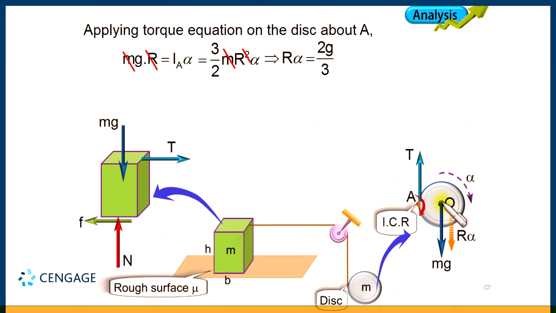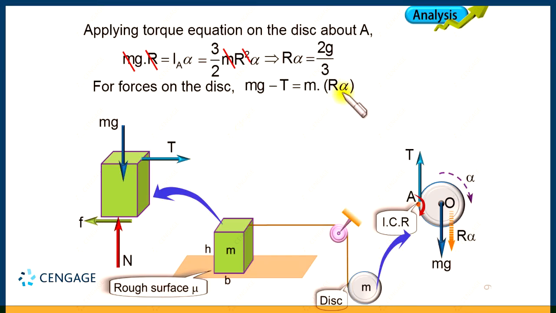Now we can apply the force equation for this disk, and this center is moving in the downward direction. That means the force equation will be mg minus T, the net force acting on the disk, equal to the mass of the disk multiplied by the acceleration of the disk. This is nothing but R alpha. So let us write the force equation for the disk, right? And here we know R alpha equals 2g divided by 3. So we can substitute the value of R alpha, right? Now we can find the value of T, the tension in this string.